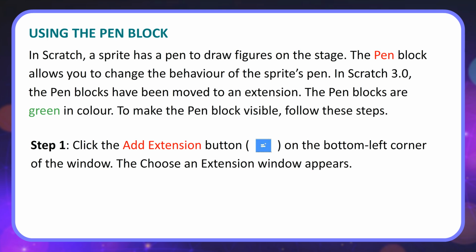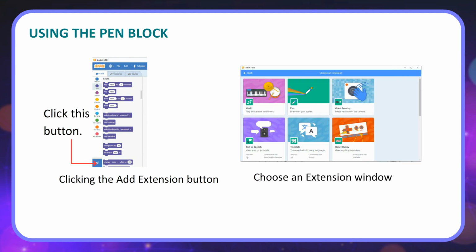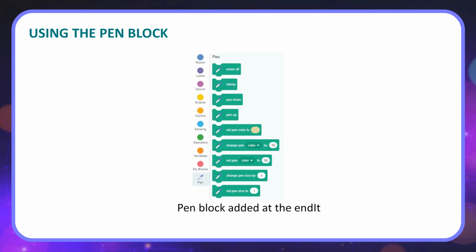Step 1. Click the Add Extension button on the bottom left corner of the window. The Choose an Extension window appears. Clicking the Add Extension button. Click this button. Choose an extension window. Step 2. Click on the pen box. The pen block will be added to the end of all blocks. Pen block added at the end.